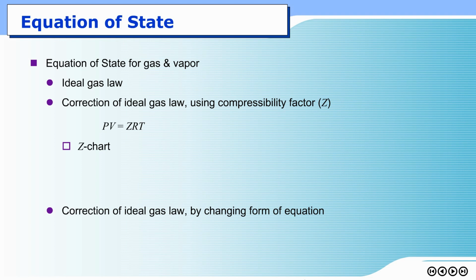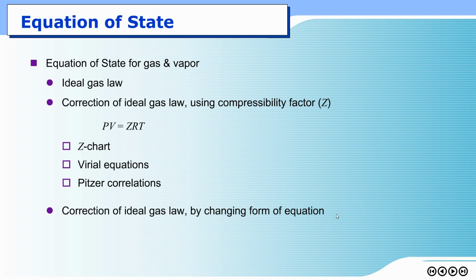For instance, the most basic one would be the chart. You can read out the value of Z at various conditions from the chart called the Z chart. Or you can calculate Z using another set of equations, for instance, virial equations. Another set of equations that can be used to calculate Z is the Pitzer correlation. These two will be covered in the second part of lecture 3B.